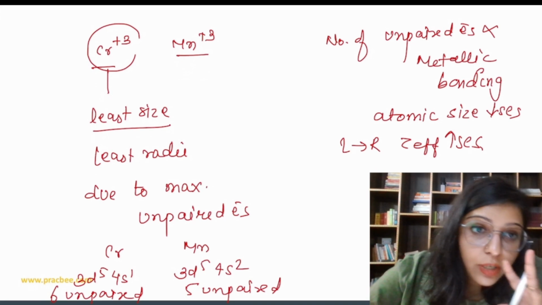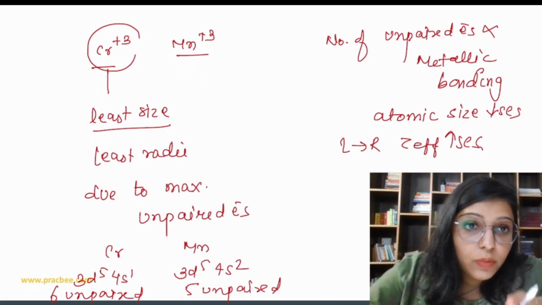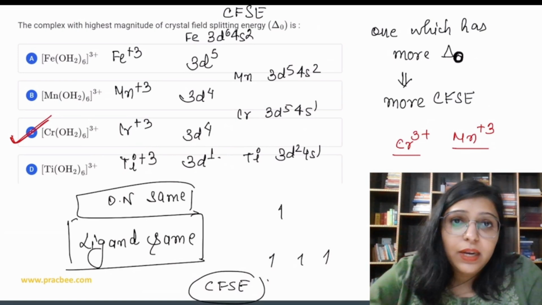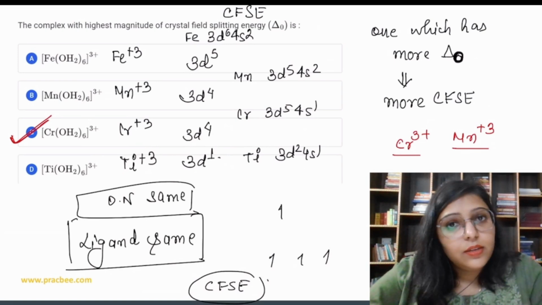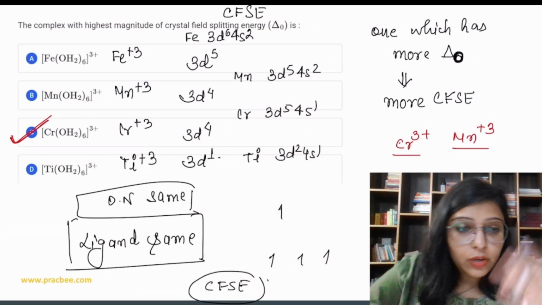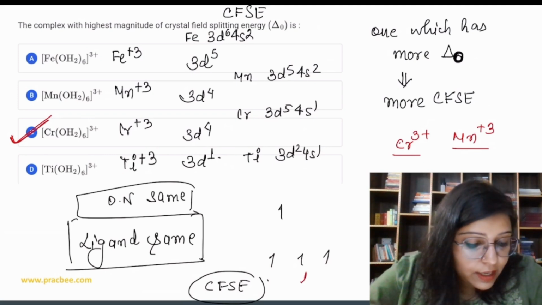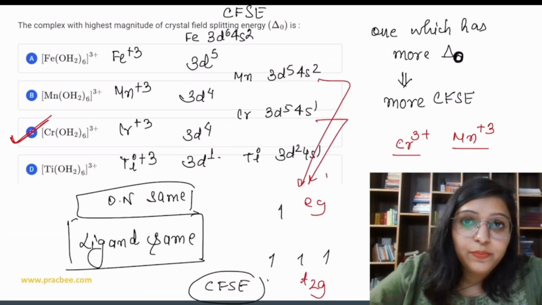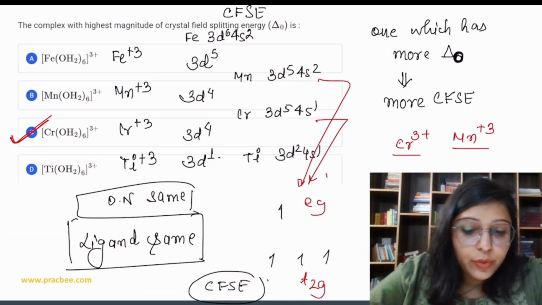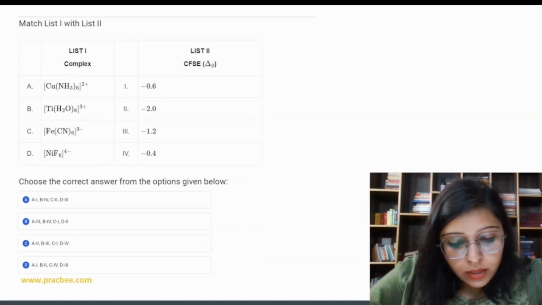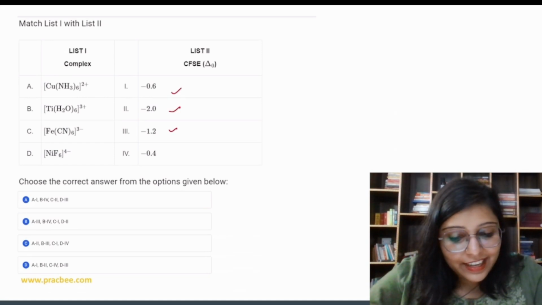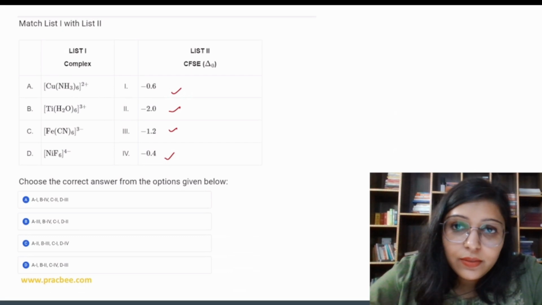So here you have only two factors. You have to apply the two factors, what? The metallic bonding factor and the Z effective factor. So chromium is going to have the least size. So here we have the maximum delta naught. If we have maximum delta naught, then the crystal field splitting energy is going to be more, because the number of electrons in T2G and EG in both are going to be the same. Now, here we have to calculate the CFSE magnitude, right? So that is given. So how to solve this?